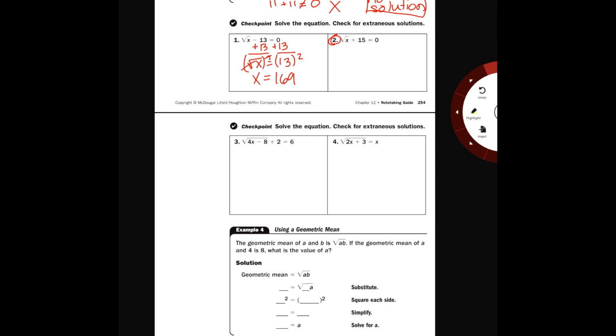And so now, if x equals 169, I can check that. So I'd have radical 169 minus 13 equals 0. That gives me 13 minus 13 equals 0. That works out. That's my solution.